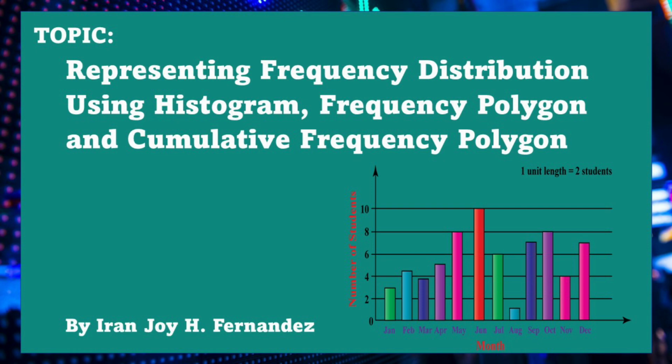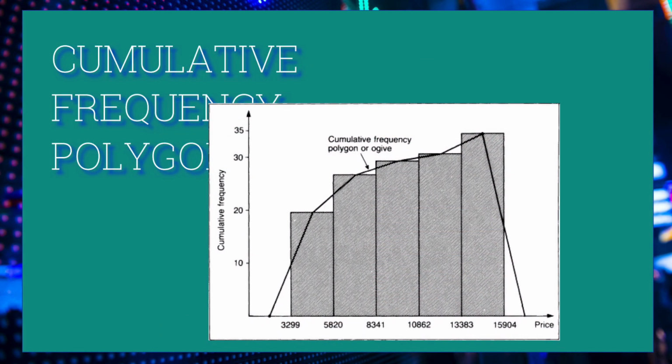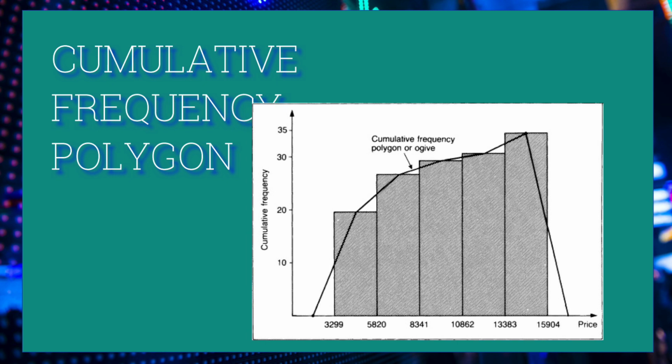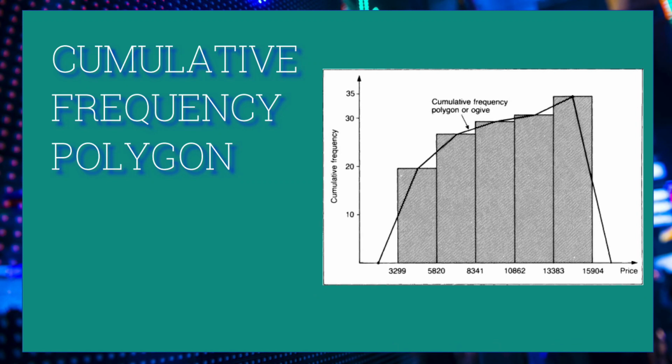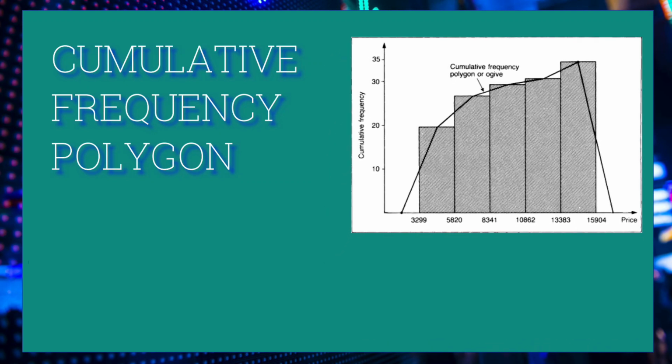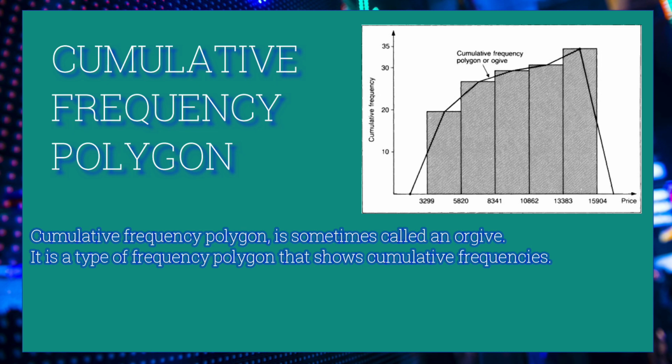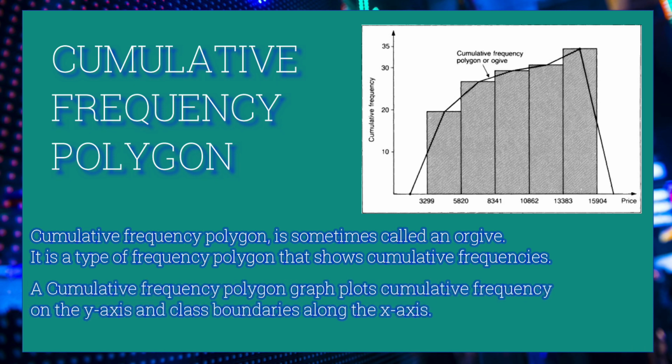Now, let's proceed to the last part of our lesson, which is the representation of frequency distribution using cumulative frequency polygon. What is cumulative frequency polygon? Cumulative frequency polygon is sometimes called ogive. It is a type of frequency polygon that shows cumulative frequency. A cumulative frequency polygon graph plots cumulative frequency on the y-axis and class boundaries along the x-axis.